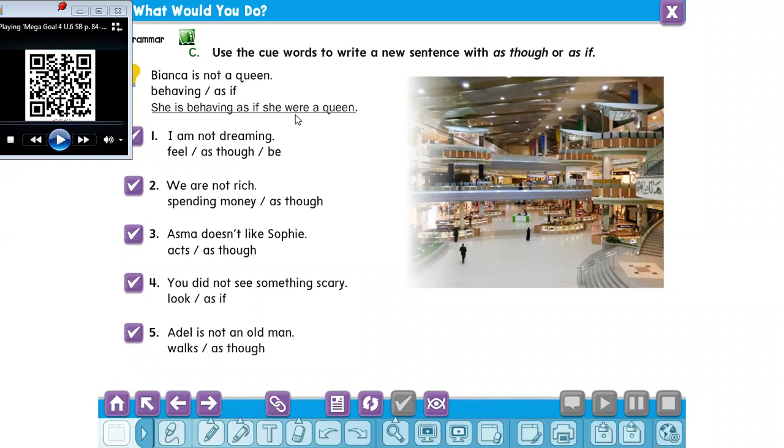However, were is considered more formal and generally used in writing. So, my dear students, I will show you the answers and I want you to check them.